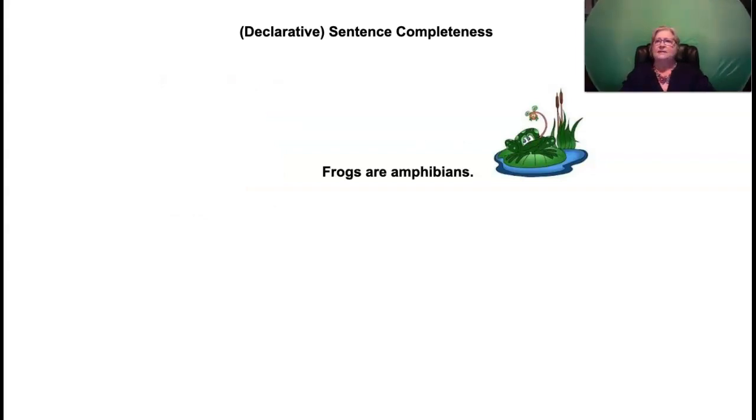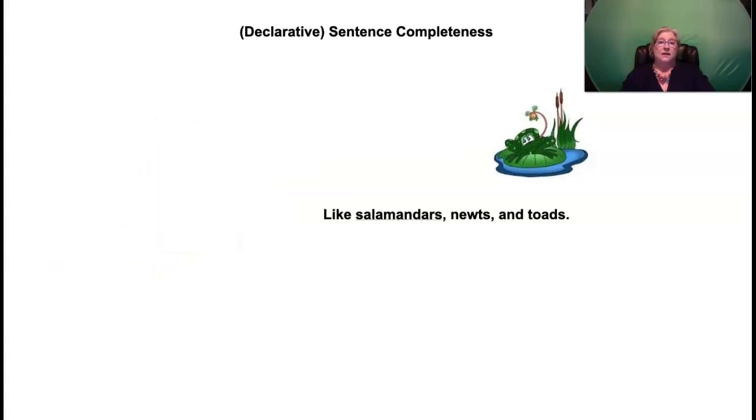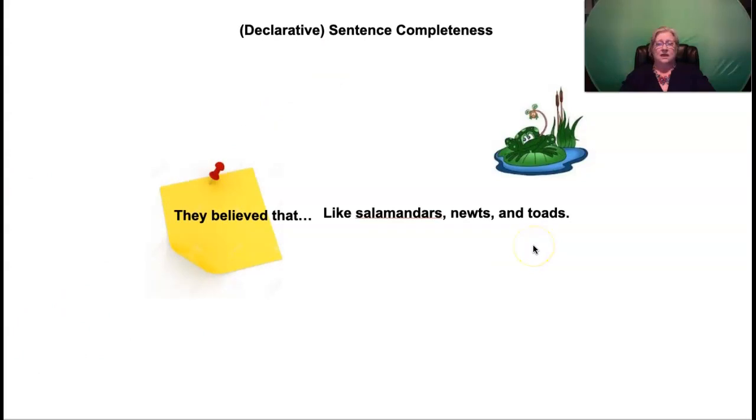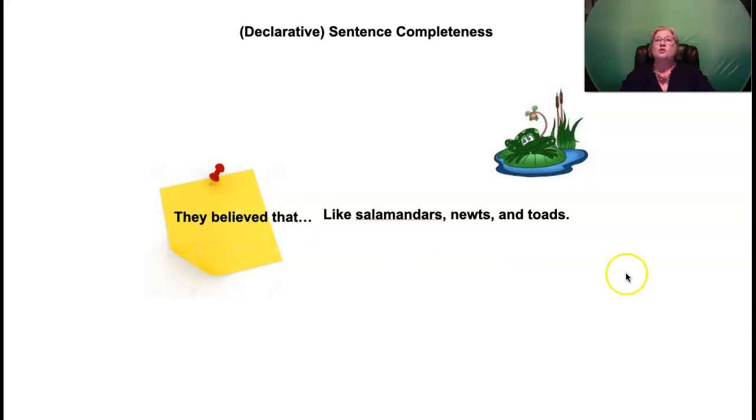Frogs are amphibians. Okay. They believe that frogs are amphibians. That is a complete sentence. Now, we have 1, 2, 3, 4, 5 words, more words than the complete sentence that we just thought. Yet, if you put they believe that in front of it, it does not work as a complete sentence. So you can have kids check each other's work with the they believe that test. Administer the they believe that test to every group of words that looks like it thinks it's a complete sentence on their partner's paper. It begins with a capital letter, ends with a period. Let's see if it passes the they believe that test.